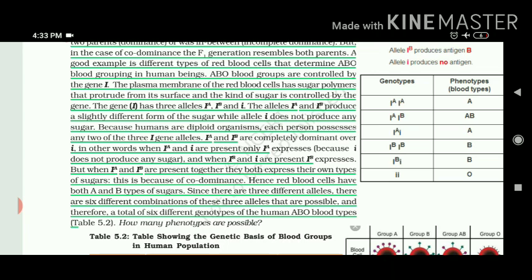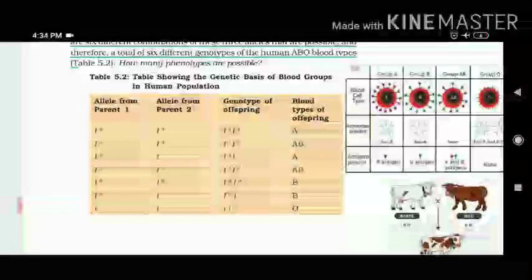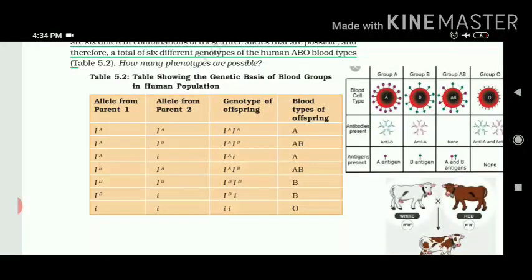Blood groups are important whenever transfusions take place, or during the transplantation of different organs from donor to recipient. It is very important, first of all, to check the blood group of the person. Otherwise, there could be rejection of the organs by the recipient. Here you can see they have shown the allele from parent A and from parent B, or you can call them parent 1 and parent 2. They have shown different combinations of genotype and which kinds of blood types they could have.